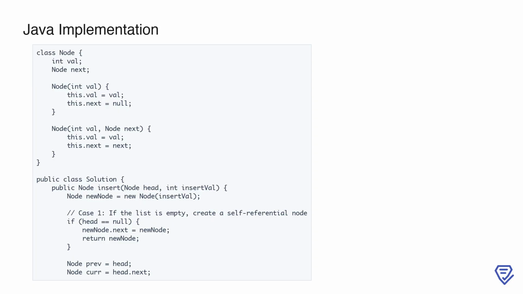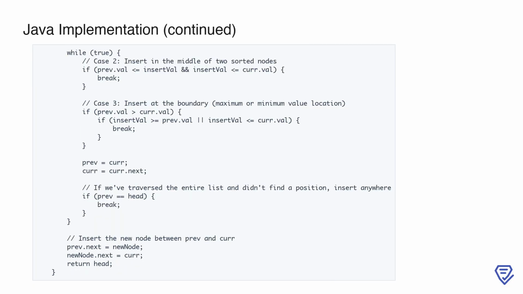Finally, we initialize two pointers, previous and cur. Previous starts at the head, and cur points to the node after the head. These will help us traverse the list to find the correct position for insertion. Now, we enter a while loop to locate the appropriate place to insert the new node. The first condition checks if the insertion value lies between the values of the previous and cur nodes. If so, we've found the correct spot and break out of the loop.